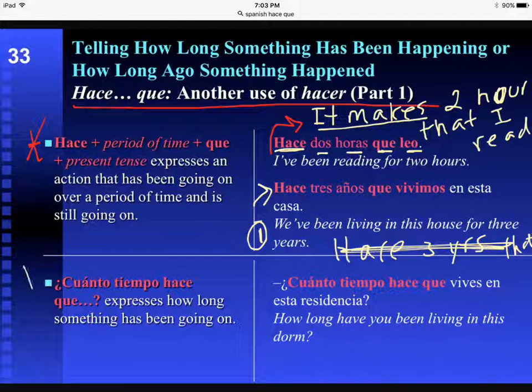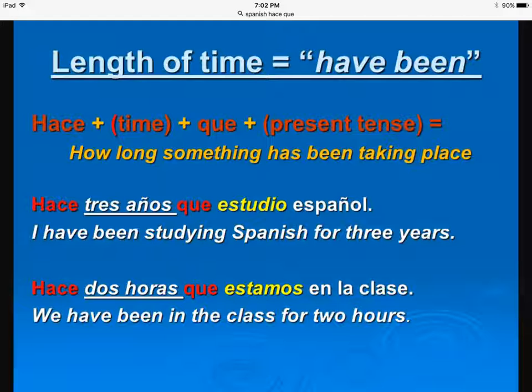Your formula for your question is for when you're asking someone how long something has been going on. Remember, you're going to use your cuánto tiempo hace que formula. So if I wanted to ask somebody, how long have you been living in this dorm, your awkward sentence would be, how much time does it make that you live in this dorm? And then when you translate that one to Spanish, you get this. It's awesome. I love the awkward sentence method. So let's go on and do some more awkward stuff together.